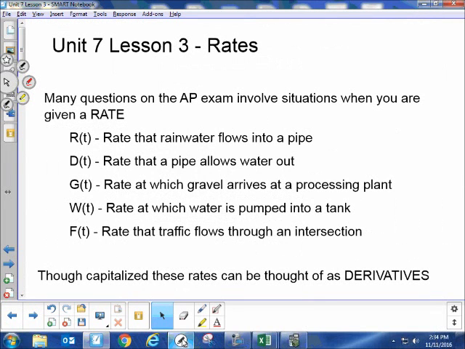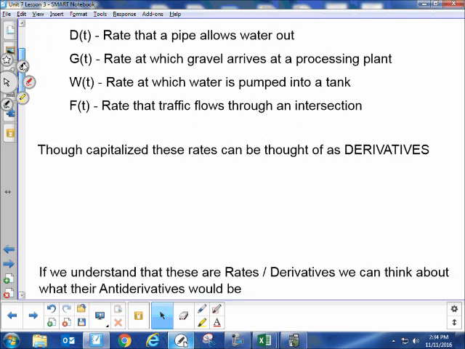When we think of rates, we think of those being derivatives. Rates of change with respect to t would be like a derivative. We're used to dy dx, but these would be derivatives with respect to t of some function. Okay? So even though they're capitalized, they could be thought of as derivatives.